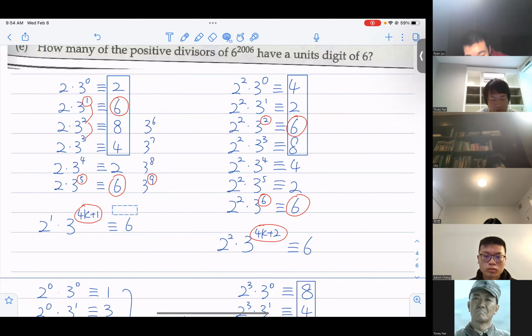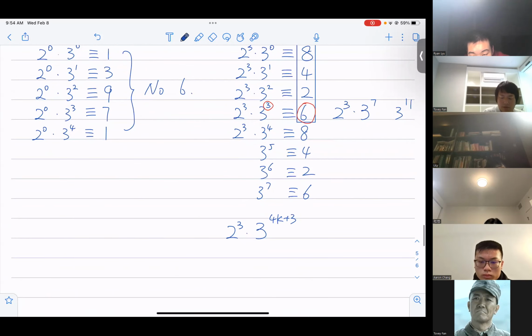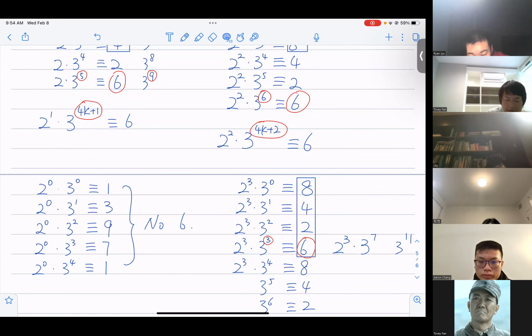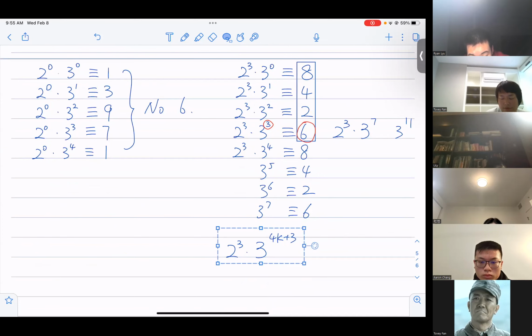过，我就知道在不同的 case 是什么情况就完事儿了，根本不用写这么正规。OK，你看我们现在找到挺多规律了。So if you have only a single 2, then you need 4k plus 1 threes. If you have 2 twos, you need 4k plus 2 threes. Okay, if you have 3 twos, you have 4k plus 3 threes.